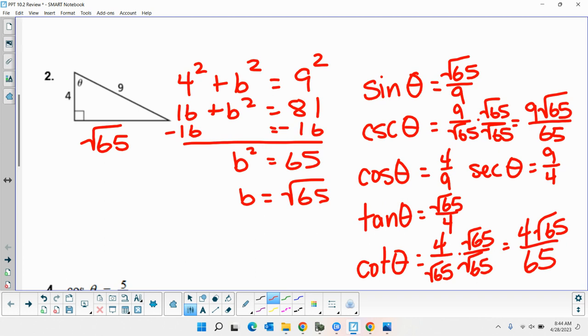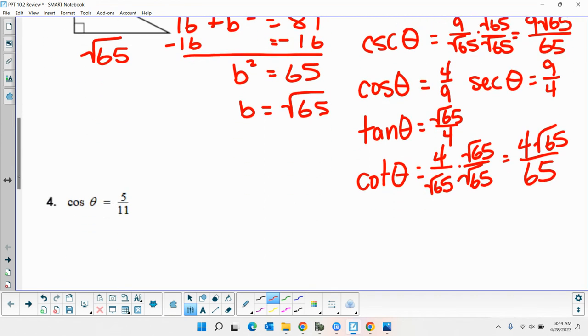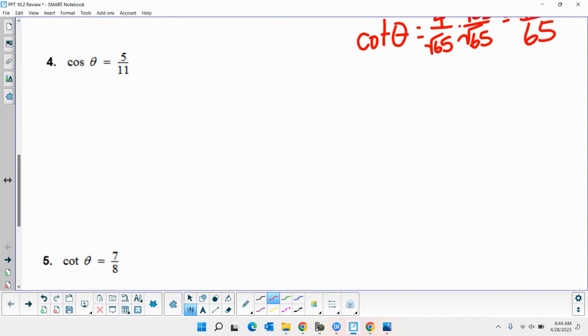So again, 6 answers. Not that hard once you get that missing side, but you got to do the extra work if you got a radical in the bottom. Make sure everything's in lowest terms. Okay. Questions? All right, this is the exact same problem, except they give you the information. They don't draw the picture for you. You have to draw the picture. Okay?